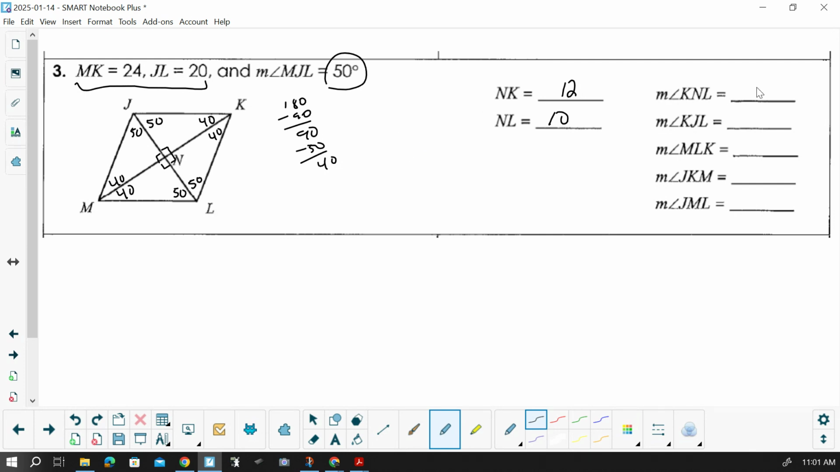So KNL, that's right there, 90. KJL, where's J? Oh, there it is. KJL, 50. MLK, that's both of these together, 100. JKM, that's this one right there, is 40. And JML, that's both these together, 80.